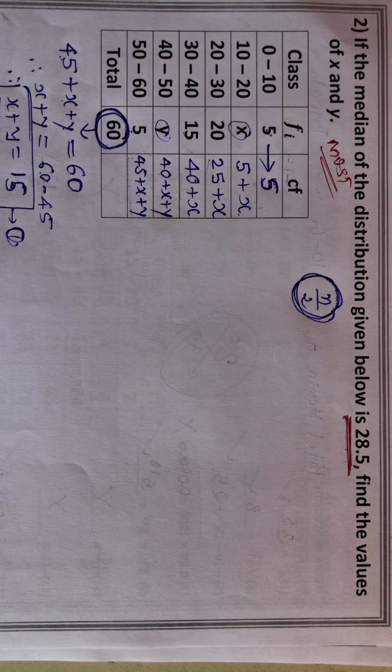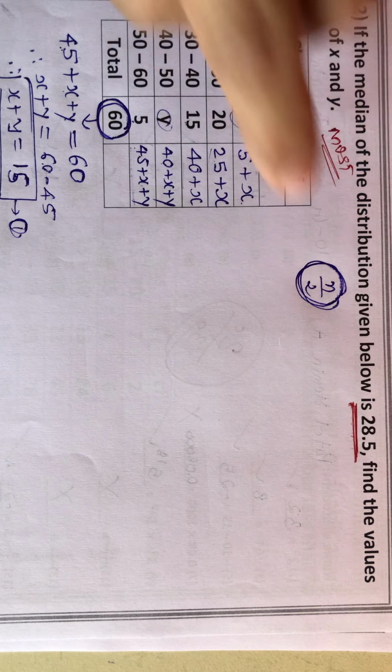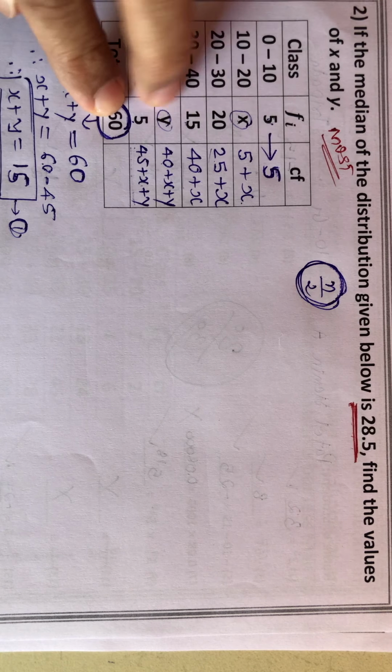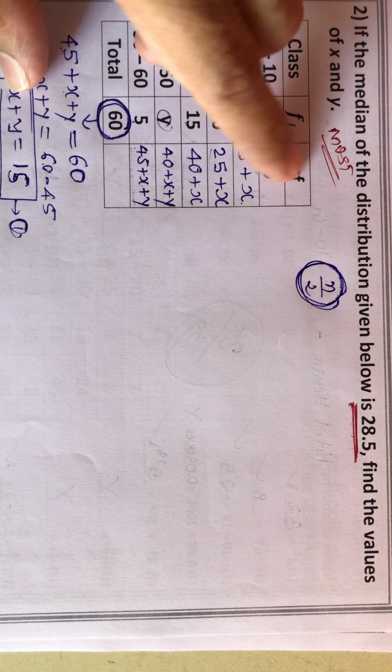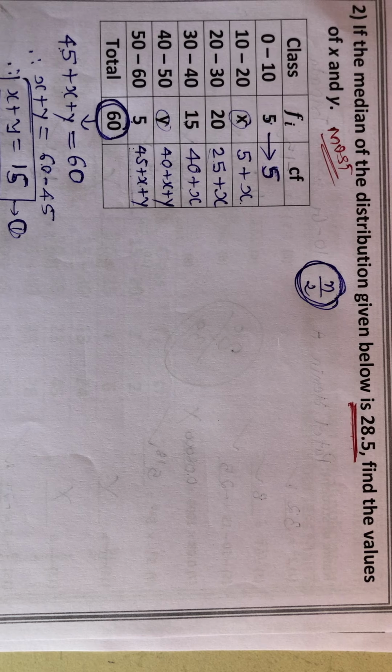Here it is very problematic. Why is it problematic? Because we require n by 2. We know the total frequency is 60, so 60 by 2 is 30. But where this 30 comes from, I don't know. This is the biggest problem of this sum. That's why it is a very, very important sum.